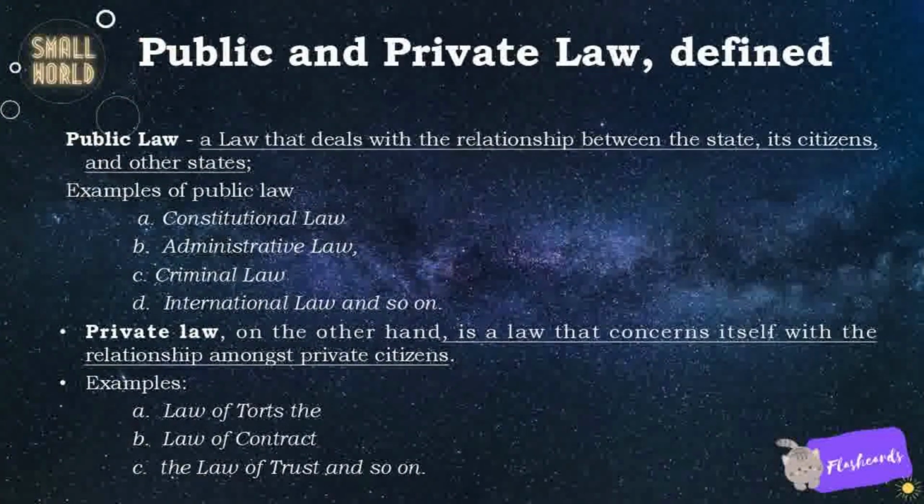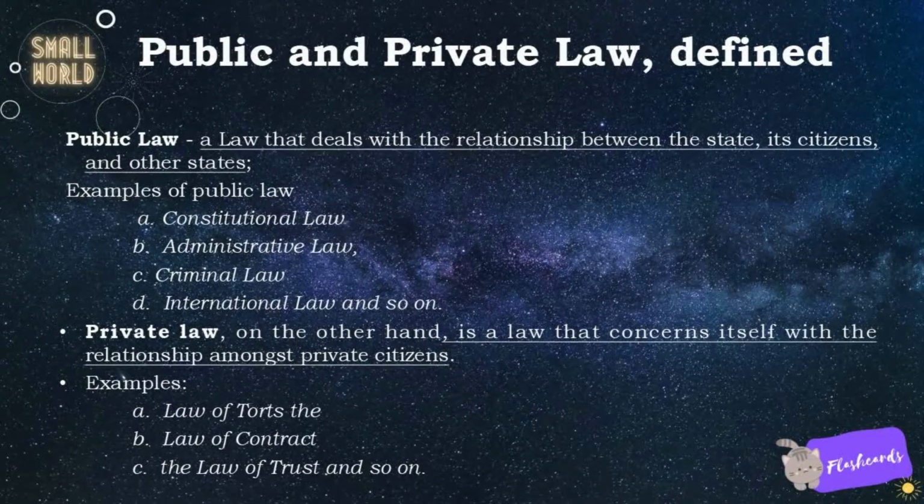Public and private law, defined. Public law, a law that deals with the relationship between the state, its citizens, and other states. Examples of public law. A. Constitutional law. B. Administrative law. C. Criminal law. D. International law, and so on.